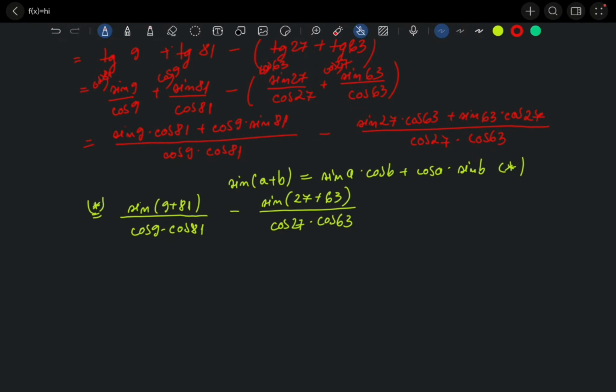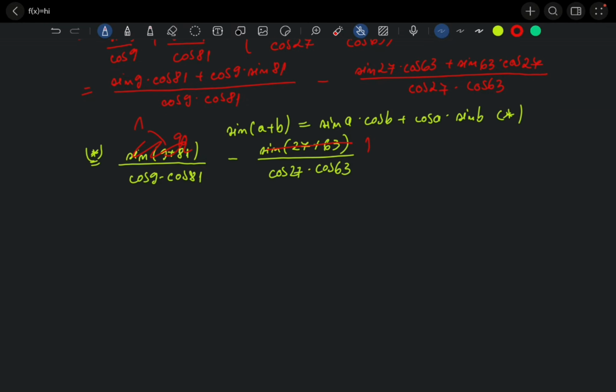9 plus 81 is equal to 90. Sine of 90 gives us 1. The same thing for the other. And in the end, we'll get 1 over cosine of 9 times cosine of 81 minus 1 over cosine of 27 times cosine of 63. Now, where to go from here? Well, if you take a closer look at the denominator, we see that we have complementary angles. That's the same thing as saying the sum of the angles is equal to 90 degrees.